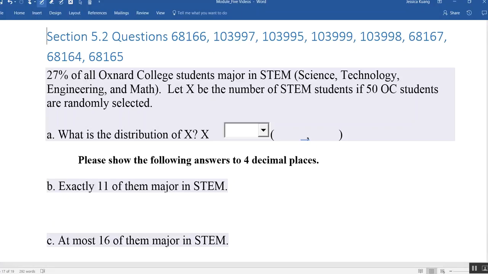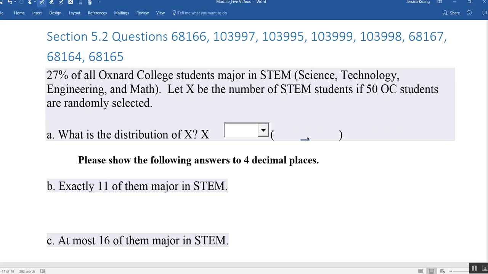In this question, 27% of all Oxnard students major in STEM. Let X be the number of STEM students if 50 Oxnard students are randomly selected. The first thing we would like to figure out is the distribution of X.